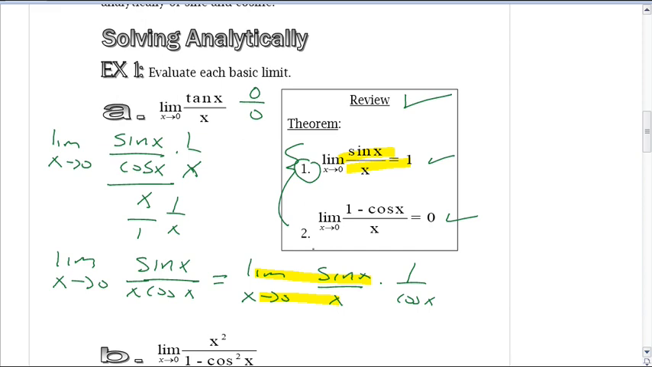Alright, let me grab Mr. Green. So I know this is equal to 1. Now when I evaluate cosine x and I put a 0 in, that just makes 1. So basically what you have here is 1 times 1, so the answer would be 1.